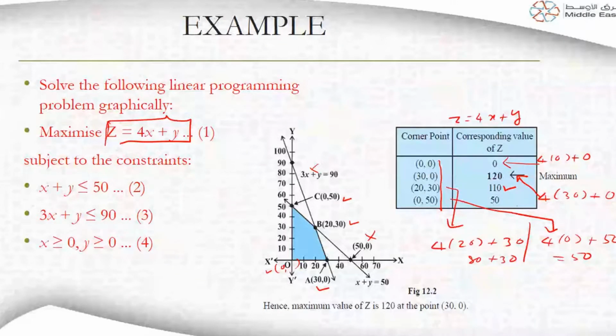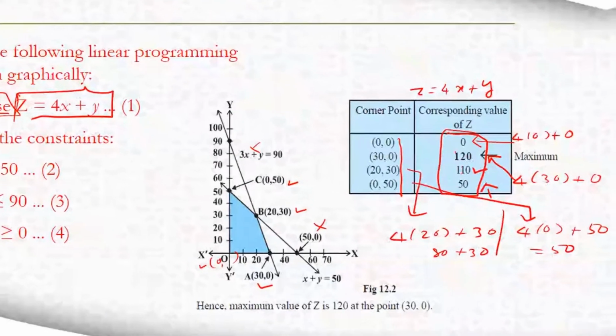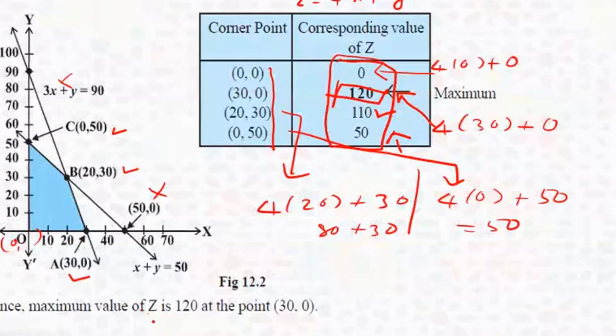Now look at all the 4 values. Look at the question. This is the maximization question. We are taking it step by step. We take the maximization, which means you should take the bigger number. Which is the bigger number? 0, 120, 110, 50. 120 is the bigger number. So that is the maximum value.